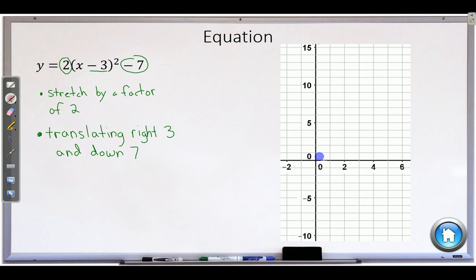So I would first maybe do the translation. We are going to the right 3, 1, 2, 3, and down 7. So 5, 6, 7. So right here is the vertex of the parabola. And in order to stretch by a factor of 2, this parabola is going to be a little bit skinnier. Now, depending on how accurate you want to be, you could just draw the parabola shape nice and skinny here.